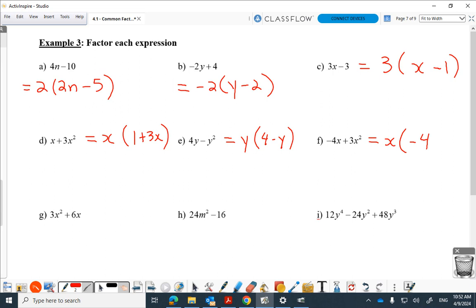But some of you might use trial and error. I know. You'll be just like, let me just write down what goes in the brackets here so that when I multiply it out, I get what I started with.